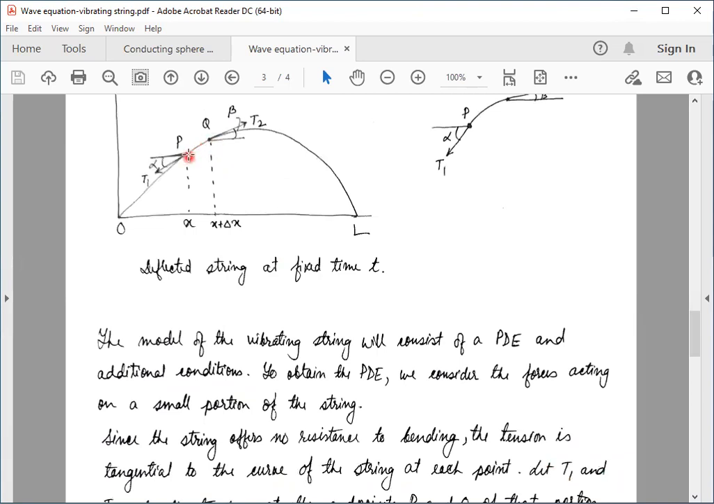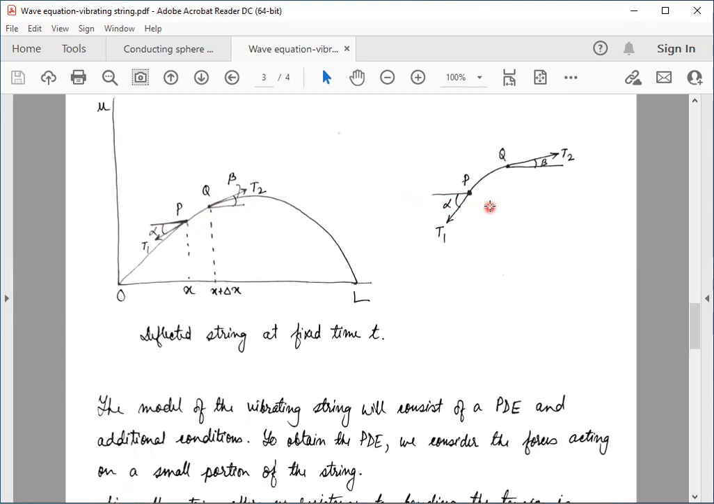So at P, the tension is tangential to the curve and it is given by T1, and at Q, the tension is tangential to the curve and is given by T2. Here I have drawn it in a magnified way. T1 is the tension at the point P, T2 is the tension at the point Q.